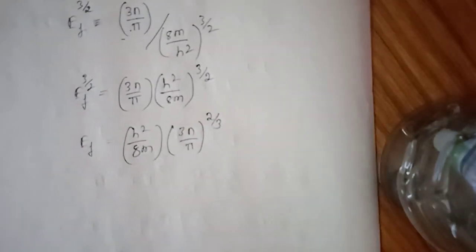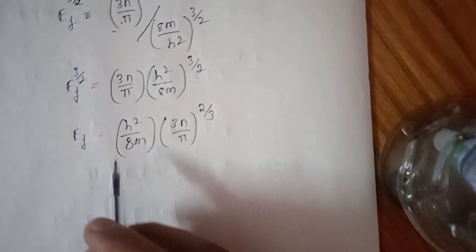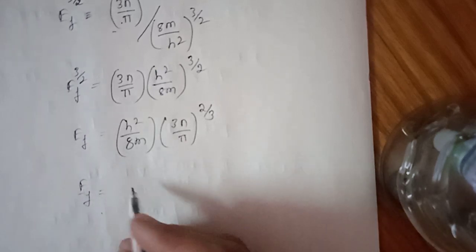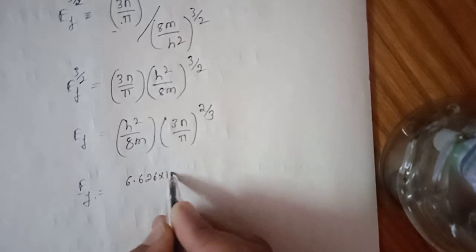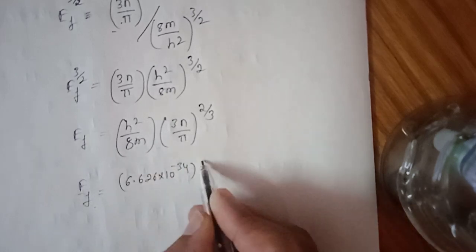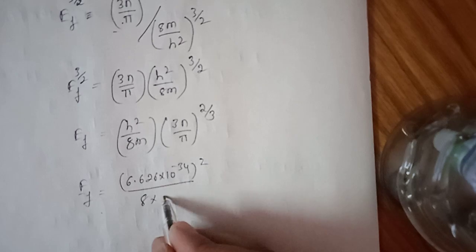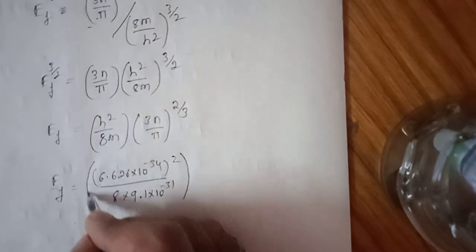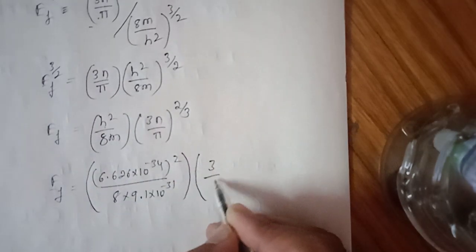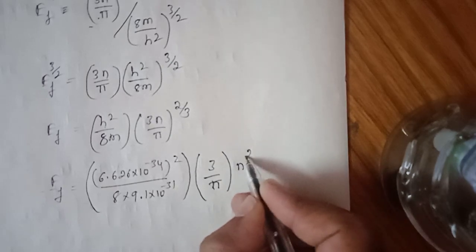See, all these are constant parameters. So h square by 8m, 3, pi, all these are constant quantities. So then EF is equal to, if you substitute all these parameters, Planck's constant 6.626 into 10 power minus 34 whole square divided by 8 into the mass of electron 9.1 into 10 power minus 31, into 3 divided by pi, not n, into n power 2 by 3.